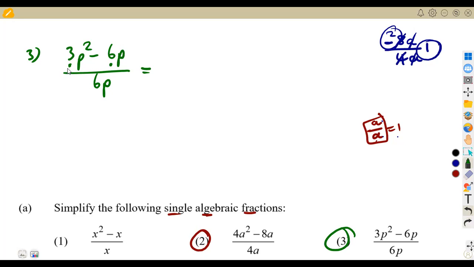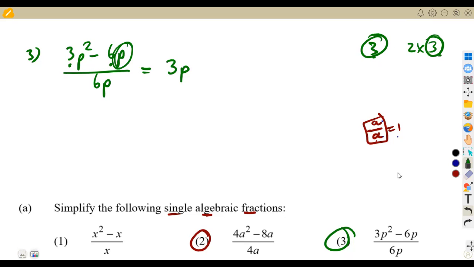We're going to see 3 as the highest common factor that we have, because 3 is the same as 1 into 3, which is 3. Then 6 is the same as 2 times 3. So the number that is common there, we've got a 3, here we've got a 3. So meaning to say we are going to have 3, and here we've got p, which is the smallest exponent. So that's our highest common factor that we take out of the bracket.